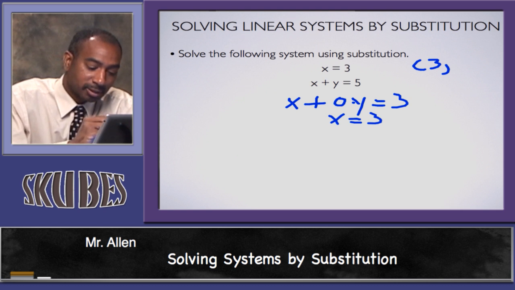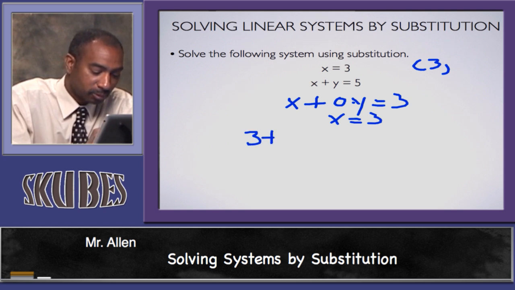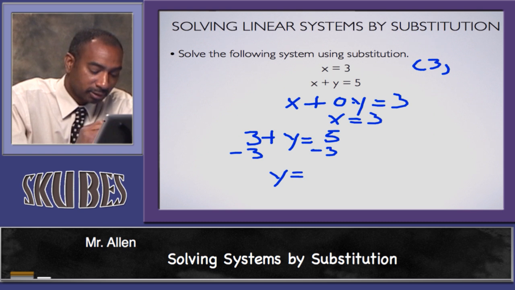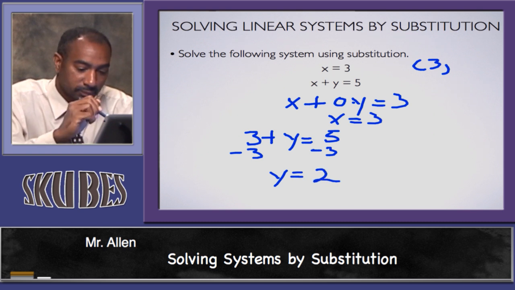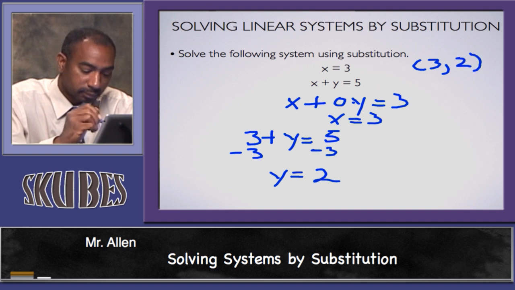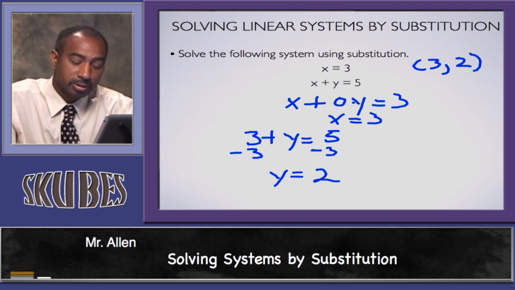But you can take that and substitute it into the bottom equation. So if x is 3, you got 3 plus y equals 5. And if I subtract 3 from both sides, that tells me that y has to equal 2. Alright, so the intersection is (3, 2).